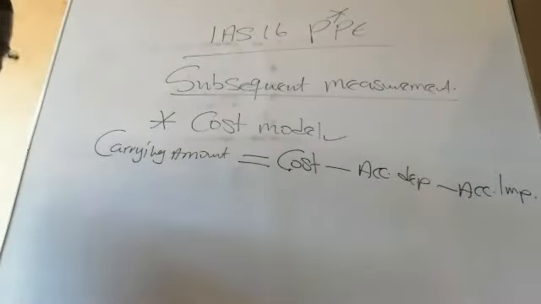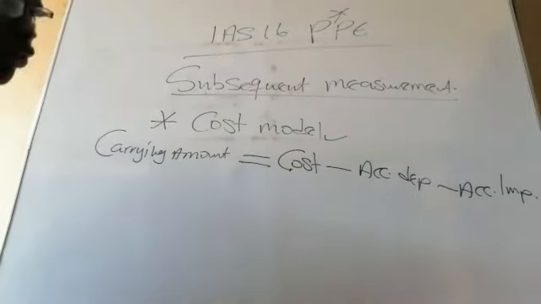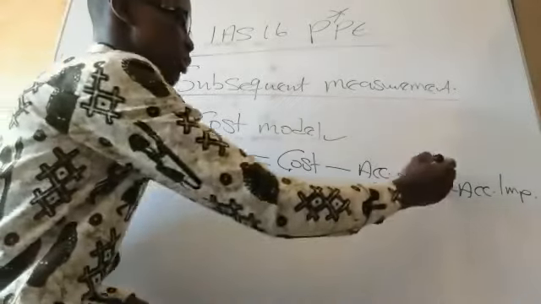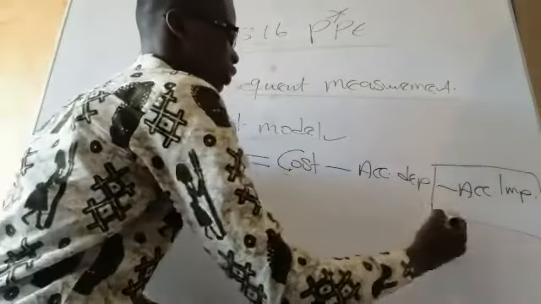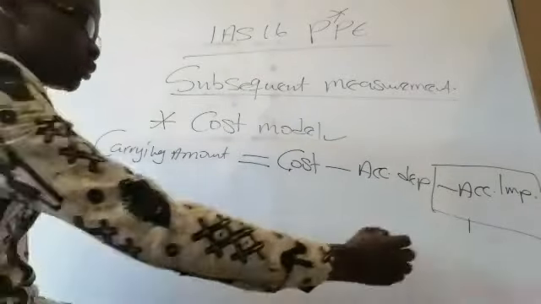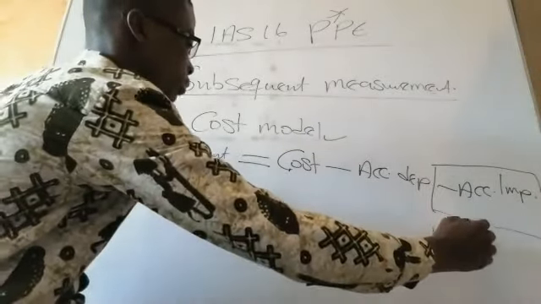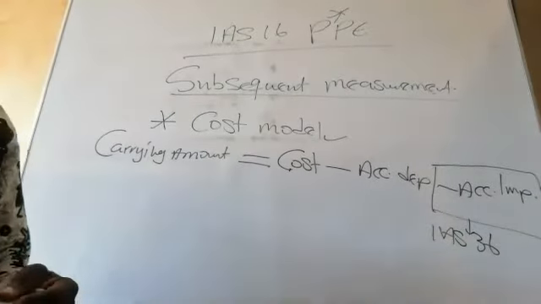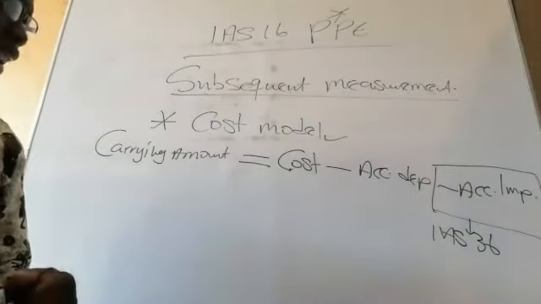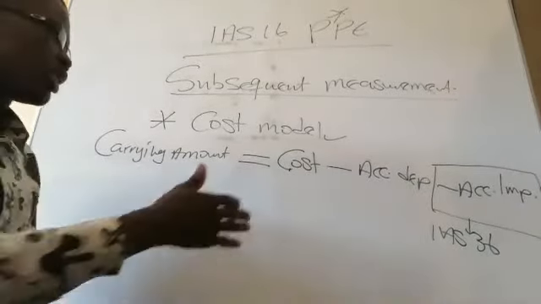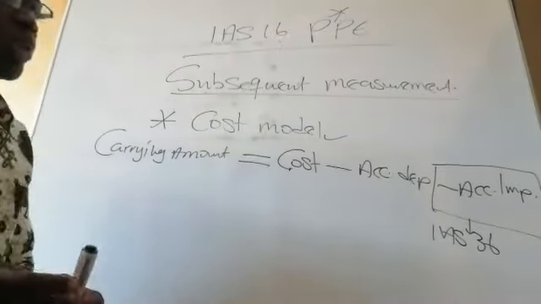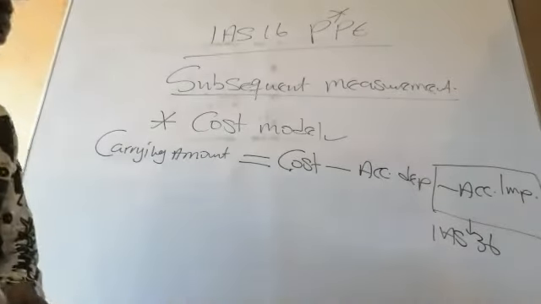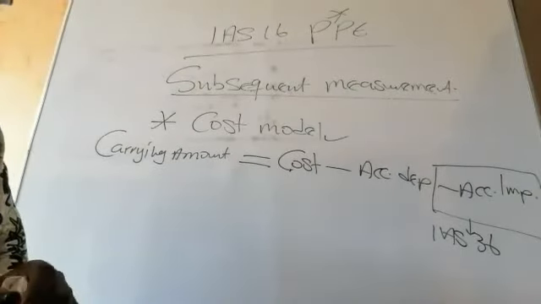Now, in IAS 16 particularly, most of our calculations will end at the accumulated depreciation. Why? Because impairment is a standard on its own, IAS 36. Sorry, IAS 36 impairment. So basically, in IAS 16, we normally end here. When you go to IAS 36, you can combine the two together, and they can also test you on both.